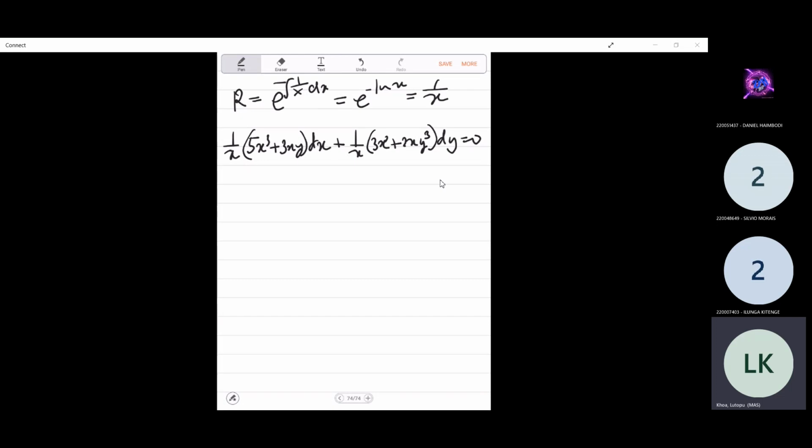This is 0, and this leaves us with (5x squared plus 3y) dx plus (3x plus 2y to the power of 3) dy. This is 0. Okay, so again, check that this is in fact exact, showing that you've worked out your integration factor correctly.